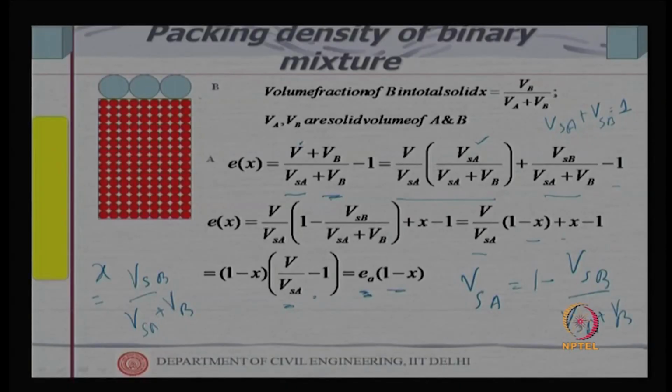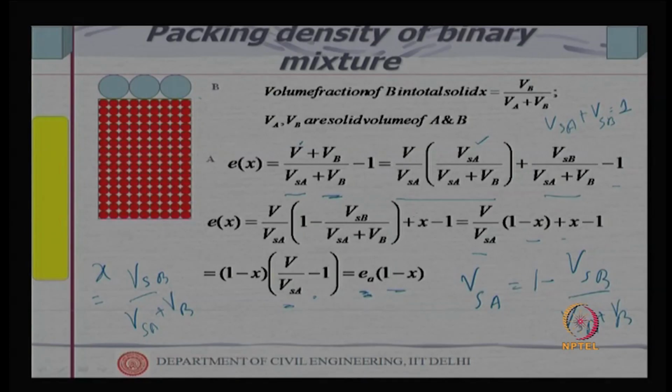Solid volume will also increase by the same amount. So, I can express the void ratio, that is the original volume plus the volume of the solid, and in our algebraic expression we are assuming V as the original volume. So, V plus V B, that is the added volume of solid, divided by V S A plus V B, which is the total volume, minus 1, is the porosity by definition.